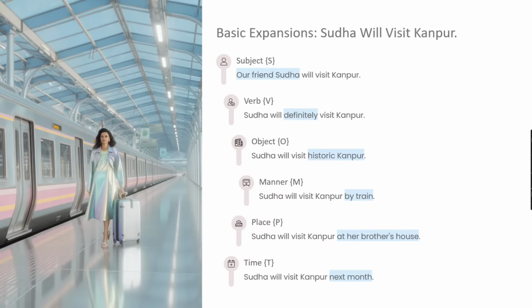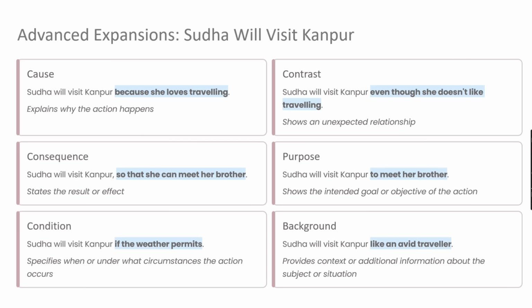And the next sentence is Sudha will visit Kanpur. In this sentence, Sudha is our subject, will visit is our verb, and Kanpur is our object. So while expanding this sentence, we will first start by expanding the subject. So our first example, our friend Sudha will visit Kanpur. In the second sentence, we are expanding verb. Likewise, in the third, you can clearly see we are expanding object. Then we are adding manner detail, place detail, and time detail. This is how we are expanding our sentence.